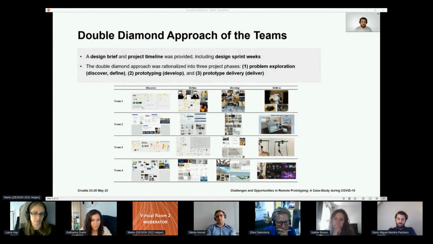And in the figure below, you can see the pictures of the outcomes of the team throughout the process. In the double diamond, they started with a lot of digital prototypes and ended up with real hardware prototypes in the end.